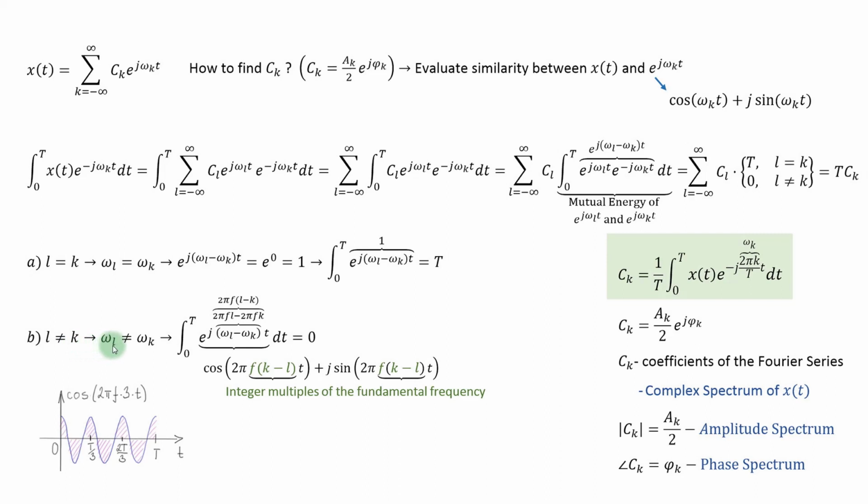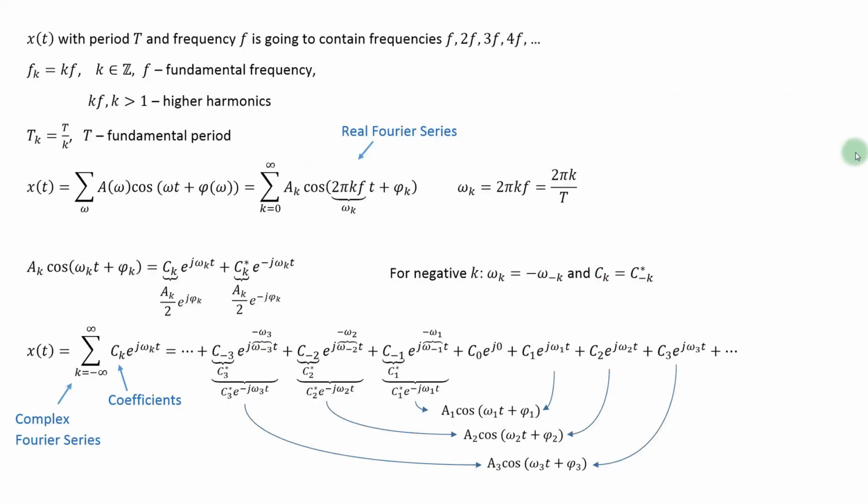Here the frequency omega sub L will be different from the frequency omega sub k. Therefore, this integral will no longer be integrating just 1. This will no longer be equal to 1. But we can still make some simplifications. I can take this difference of these two angular frequencies and rewrite them using the integer multiples of the fundamental frequency f. Remember from the previous slide, omega sub k can be written as 2 pi k times f, where this f is the fundamental frequency and this k is an integer.